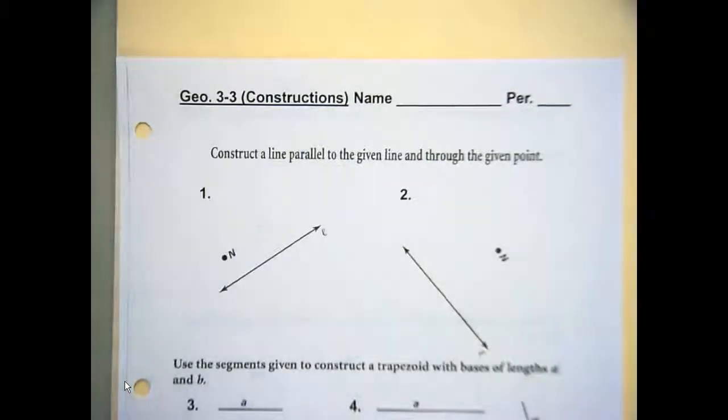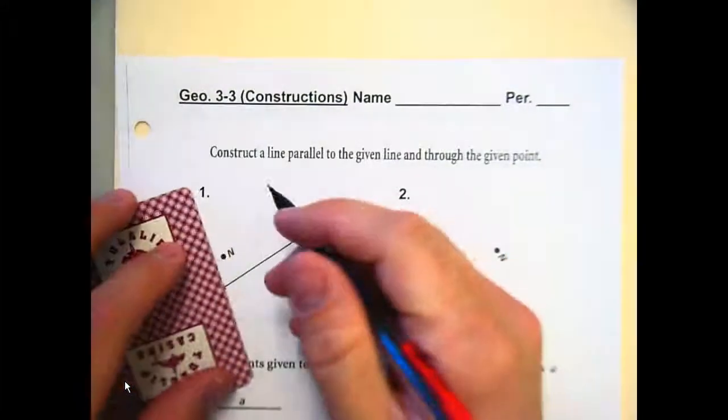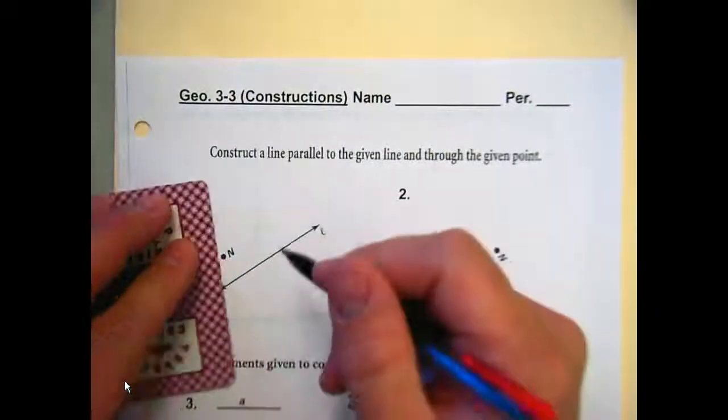draw a line through point N through line L. And it doesn't matter what angle, so just take your straight edge.